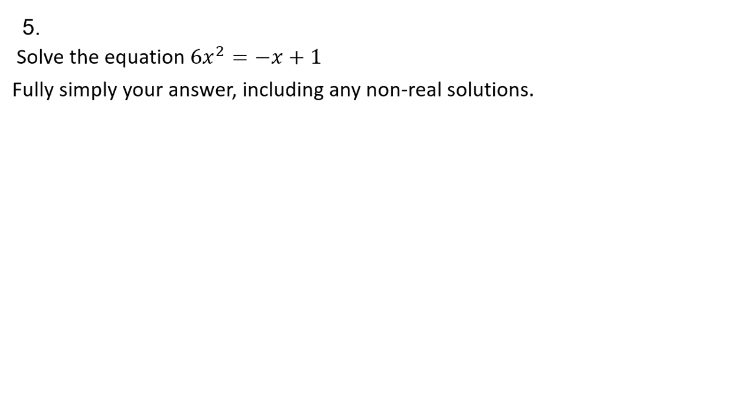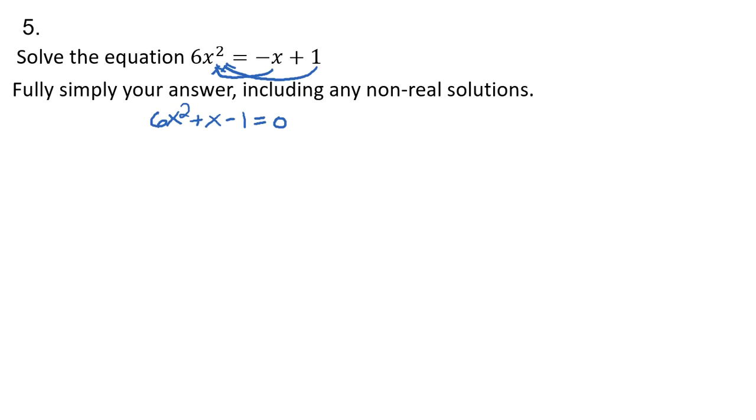Solve the equation 6x squared equal to negative x plus 1. So the first thing that we're going to do is move the negative x plus 1 over to the left side with the 6x squared. When I do that, I'll end up with 6x squared plus x minus 1 equal to 0.